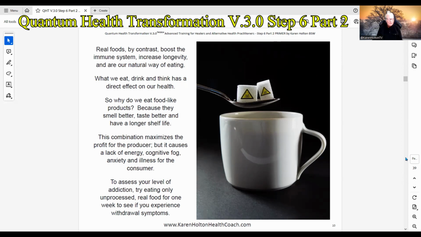So why do we eat food-like products? Well, because they smell better, they taste better, and they have a longer shelf life. This combination maximizes the profit for the producer, but it causes a lack of energy, cognitive fog, anxiety, and illness for the consumer. To assess your level of addiction, try eating only unprocessed, real food for 1 week to see if you experience withdrawal symptoms.